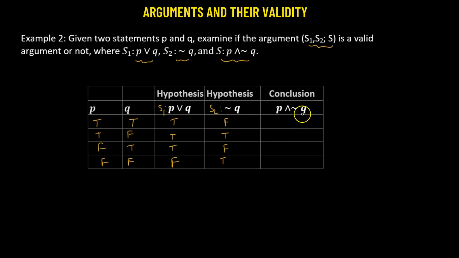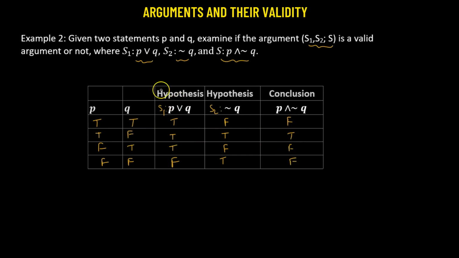Now the conclusion is given by taking the conjunction P and not Q. So here we have the not Q value. So we will take the conjunction of P and not Q. So that will be true, false. So this is going to be false. So we have true, true. This is going to be true. False, false is false. False, true is false.